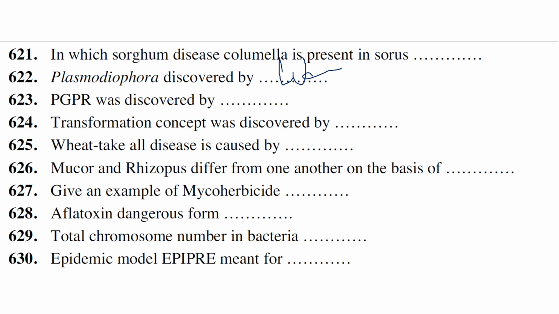PGPR was discovered by whom? PGPR means plant growth promoting rhizobacteria, which was discovered by J. Kloepper, probably in the 1980s, I think. While working with tomato, he discovered PGPR, plant growth promoting rhizobacteria.